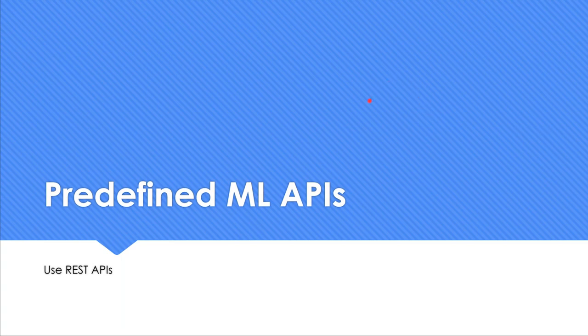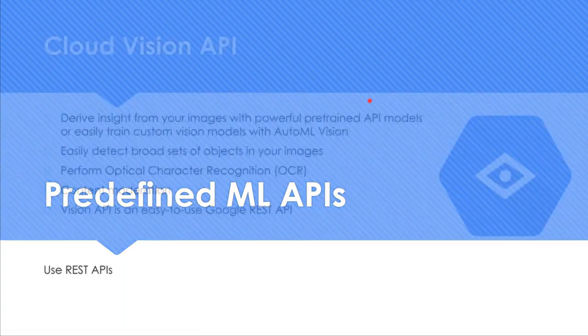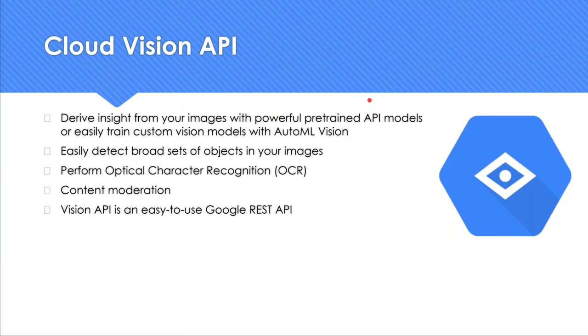So the first product under the predefined ML APIs is one where the model is already built. You just need to pass the necessary input and you're going to get an output, basically. Because it's Vision, it's going to be more related to images. So you upload an image, and it's going to give you some insights about the image.